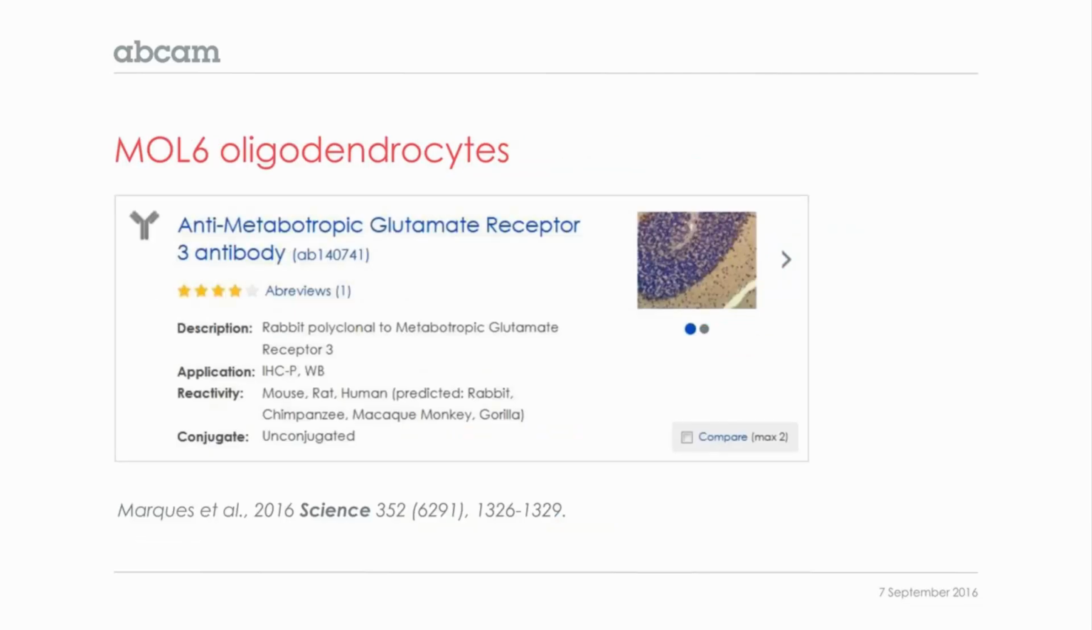As featured in the science paper from today's speakers, different types of mature oligodendrocytes are enriched for particular markers. For example, we have seen how metabotropic glutamate receptor 3, GRM3, labels MOL6 oligodendrocytes. In the paper, the authors confirmed this by IHC using our anti-metabotropic glutamate receptor 3 antibody, AB140741.